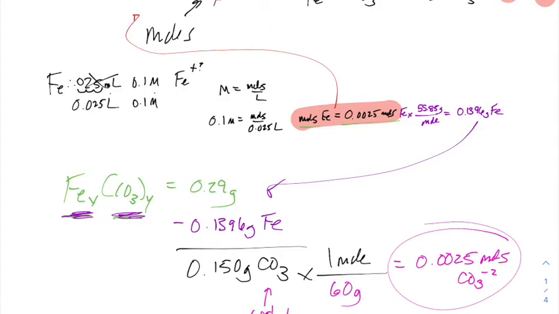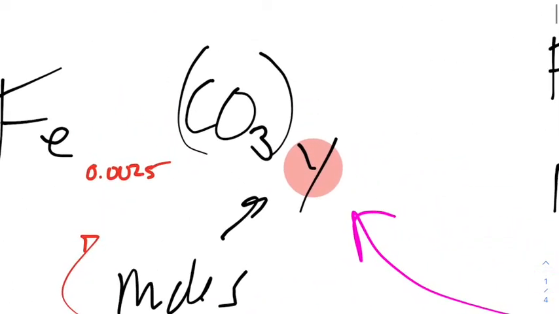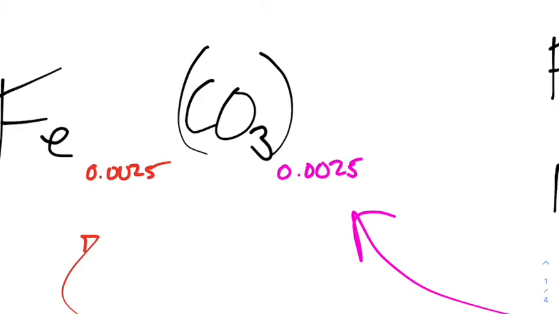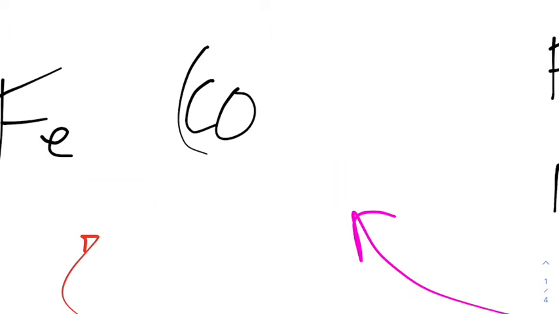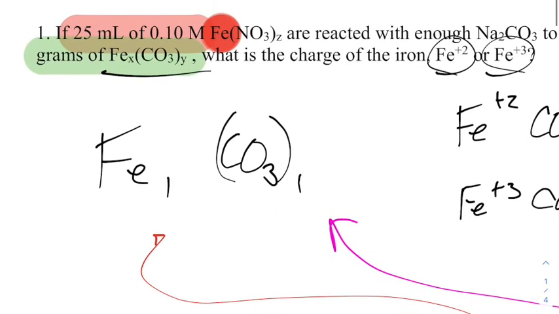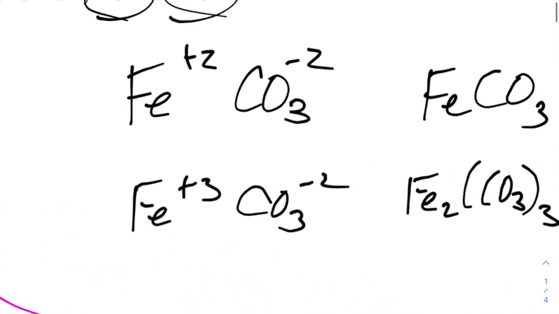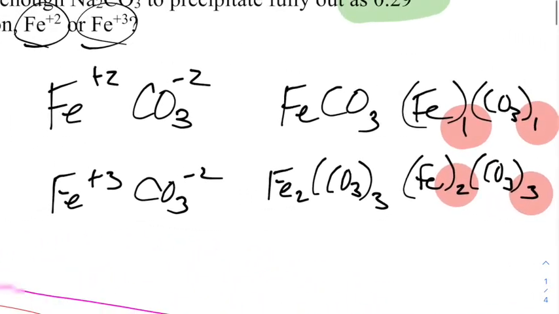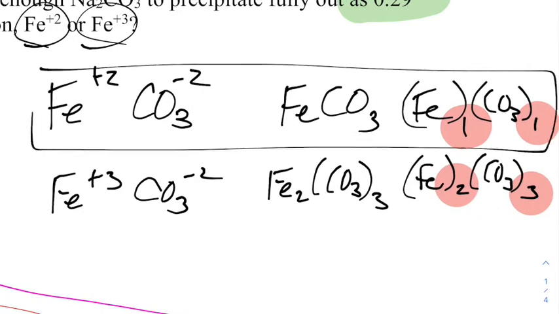So the 0.0025 moles of the carbonate is going to come right back up here. And so our carbonate, we can put that number in. It's also 0.0025. So what is then the ratio of these guys? Well, obviously, if I divide by the smallest number, which is the same, then I get a 1-to-1 ratio out of this. So it's Fe1CO31. So of our two choices that we started with over here, it's pretty obvious that the choice that we are left with is this guy, because we ended up with a 1-to-1 ratio.